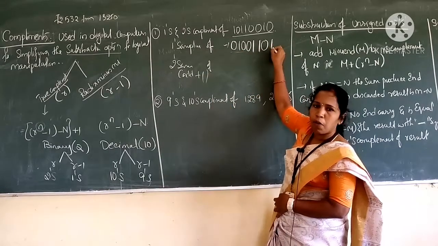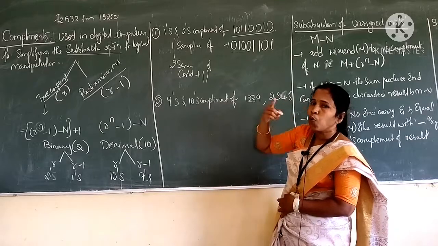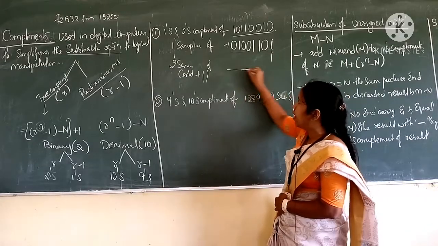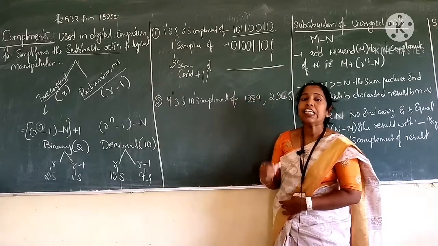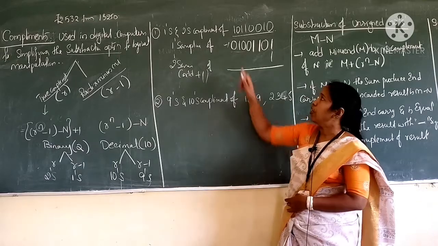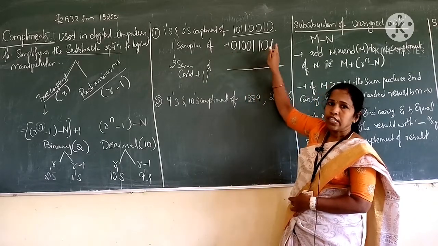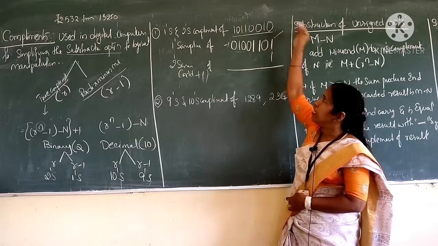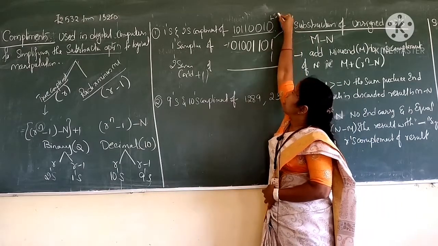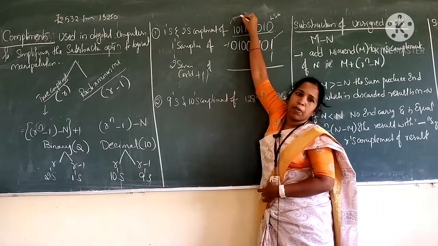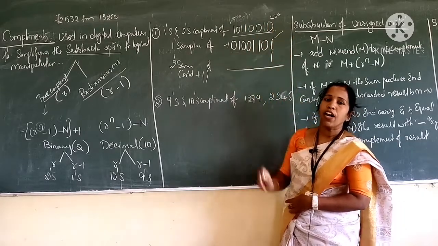I already got the 1's complement. For this I need to add 1. That 1 is added at which position? Means least significant bit. Already we know from this, this 1 is nothing but the least significant bit. This is LSB and this is MSB. Now at the least significant bit I have added 1.